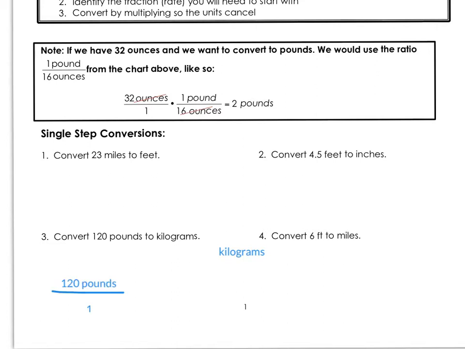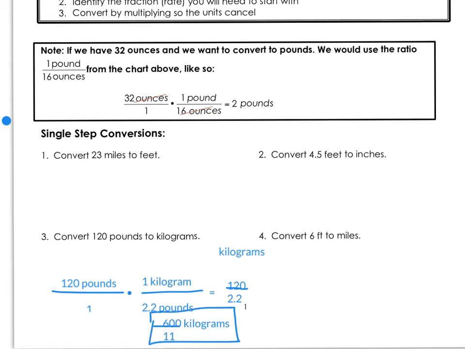Now, in order to get rid of those pounds, I need pounds in the denominator. So I'm going to multiply. And since I needed to get kilograms and I needed to cancel out pounds, that's how I got this 1 over 2.2. If I multiply 120 times 1, I get 120. And 2.2 in the denominator. Then I can divide, and I get an icky decimal, which I put back as a fraction to get 600 over 11 kilograms.